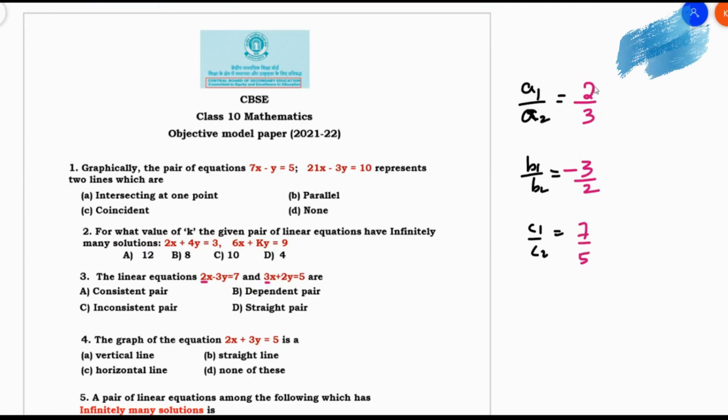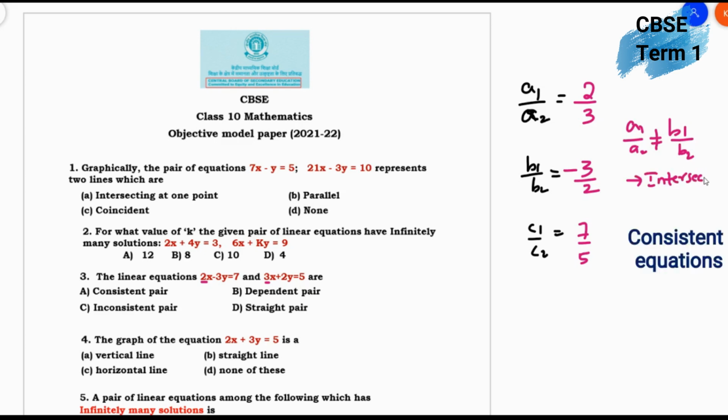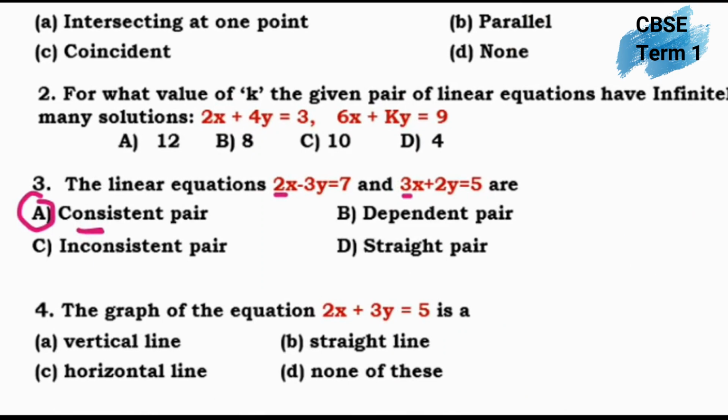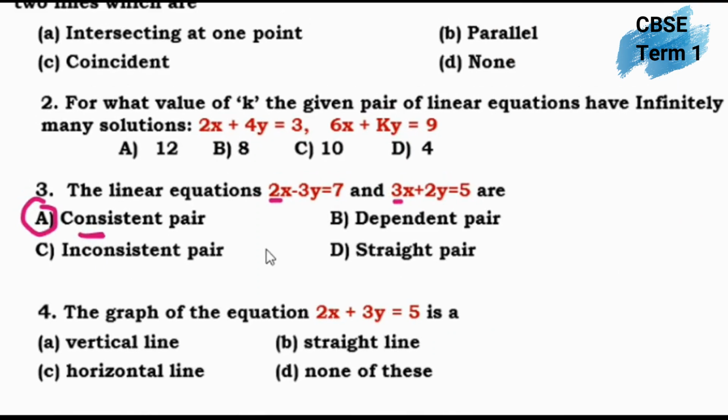After comparing the ratios, clearly we see that a1 by a2 is not equal to b1 by b2. If a1 by a2 is not equal to b1 by b2, they are intersecting lines. If the lines are intersecting, they are a consistent pair. So the correct option for this third question is A, consistent pair.